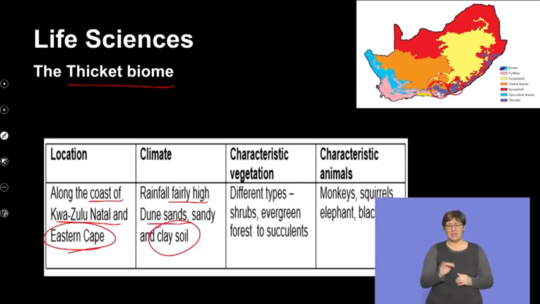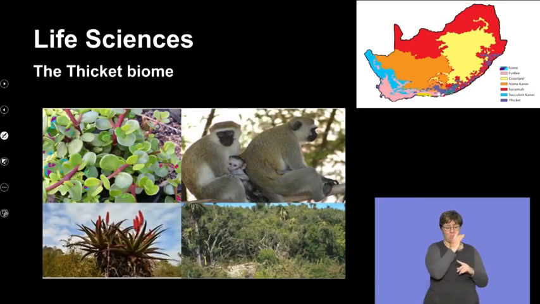They have soil that's often very clay. There are different types of plants. They're often shrubs, evergreen forests, and succulents that are found. Typically found along these areas are monkeys, squirrels, elephants, as well as black rhinos.